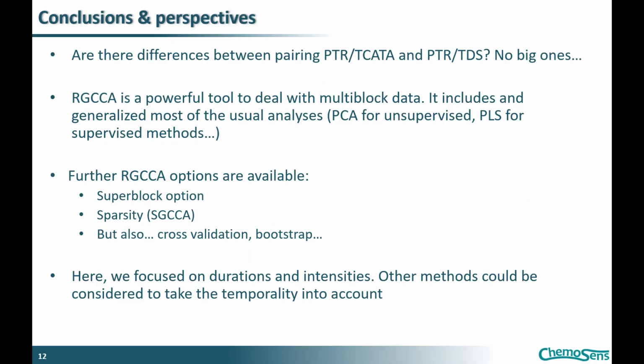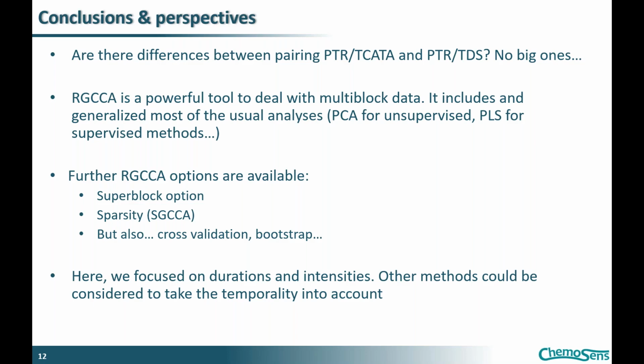So to conclude, finally, were there differences between pairing PTF with T-kata and TDS? There were no big ones. It seems that TDS was more likely to discriminate the products better and to be maybe kind of better in our experimentation.